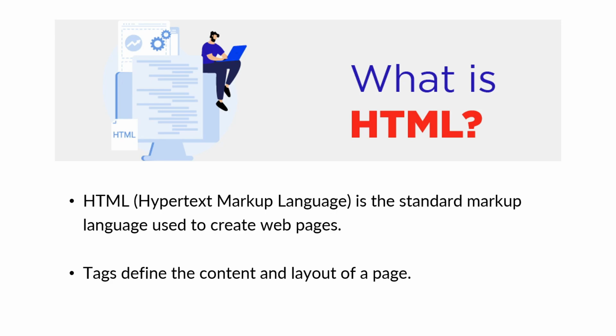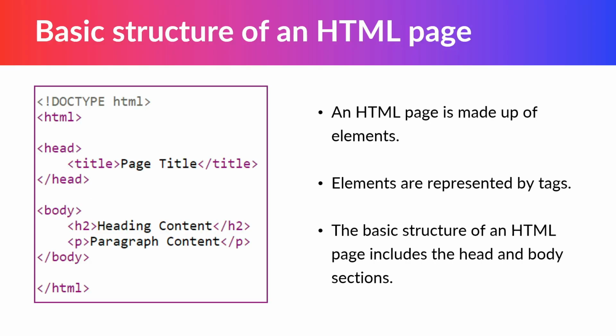The tags define the content and layout. Here we find multiple, different tags, and a tag is responsible for creating some markup design. So you can see here a basic structure of an HTML page. An HTML page is made of elements. Elements are represented by tags, as I told you, and the basic structure of an HTML page includes the head and body section. You can see on the left side here.